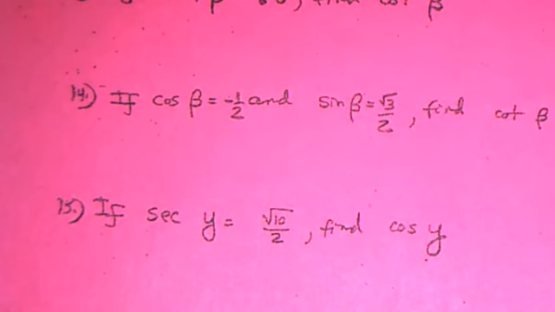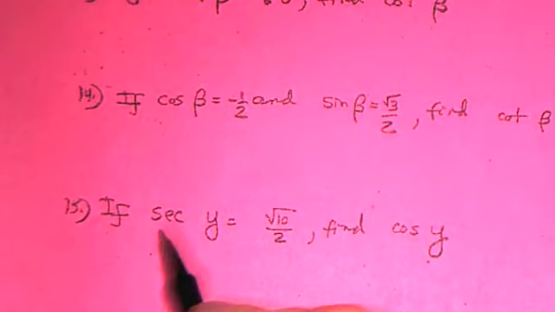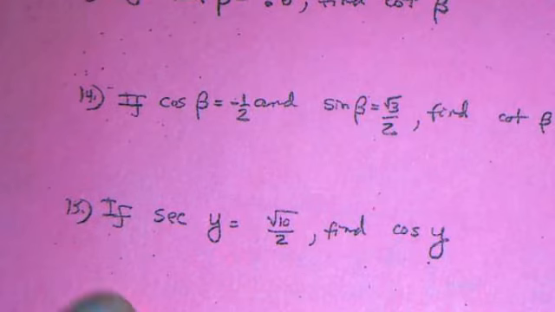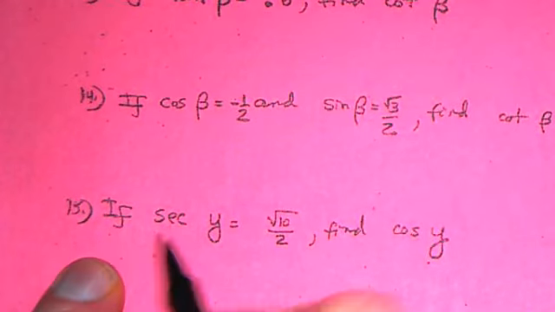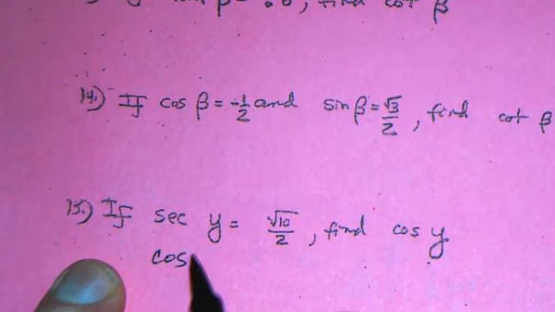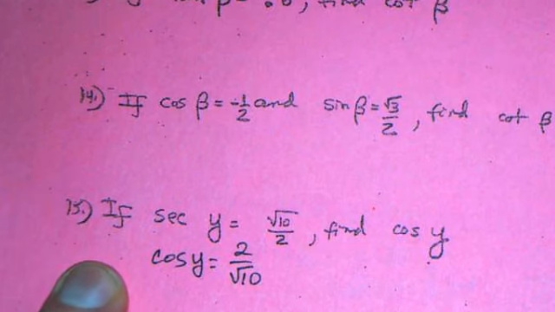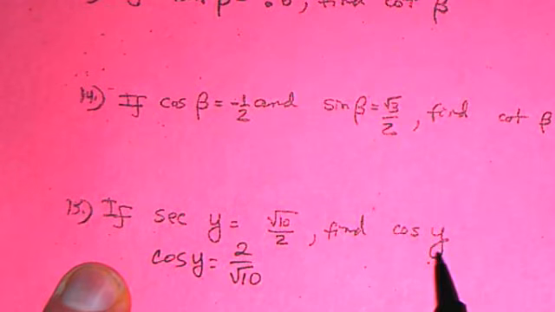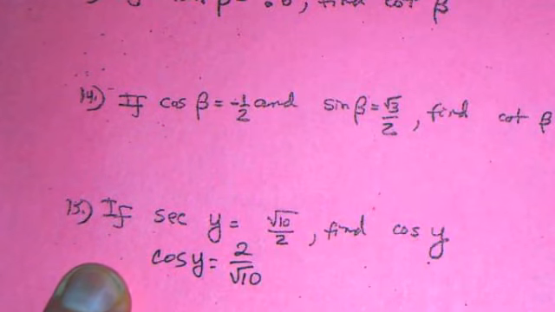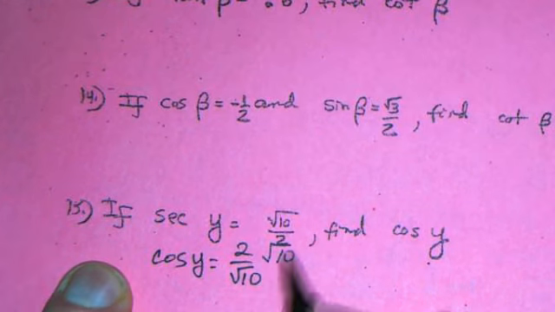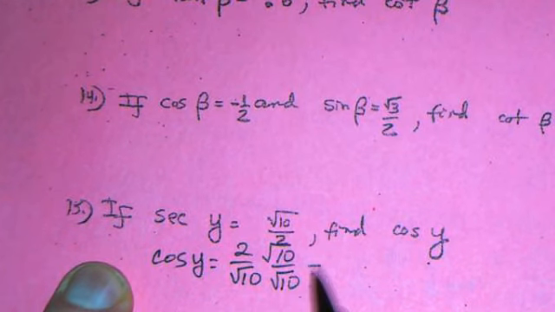So 15 says secant is root 10 over 2, and they want us to find the cosine. So secant is cosine flipped over. So if secant is root 10 over 2, cosine must be 2 over root 10. And we basically got the answer, except we have to rationalize the denominator by multiplying by root 10 over 10. So we get 2 root 10 over 10.